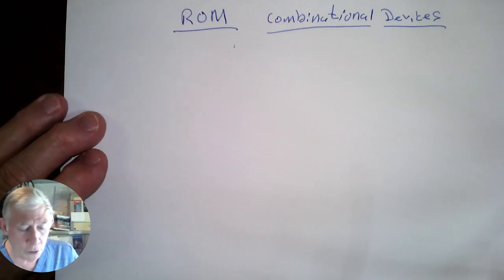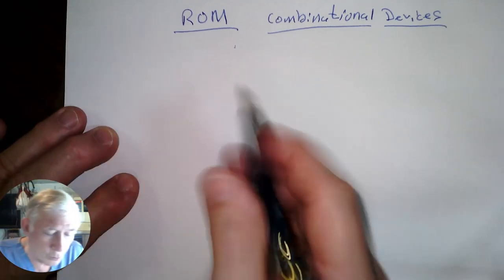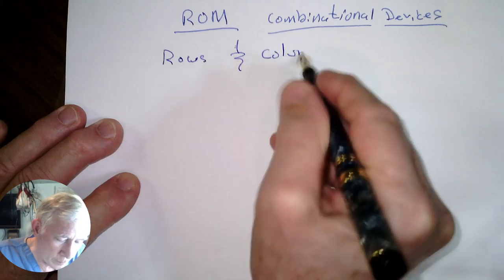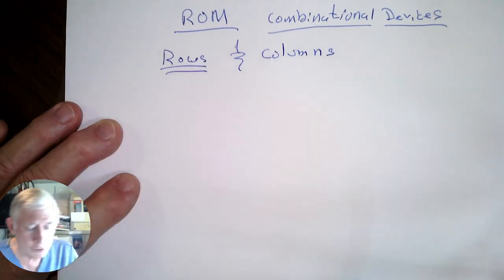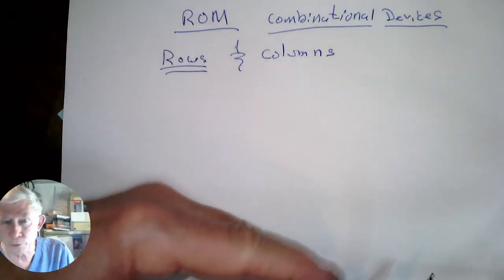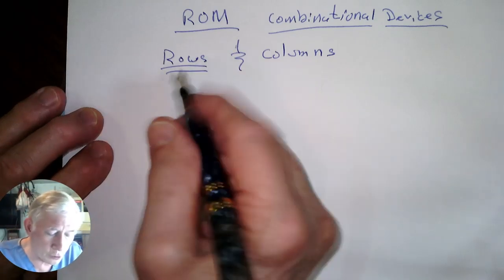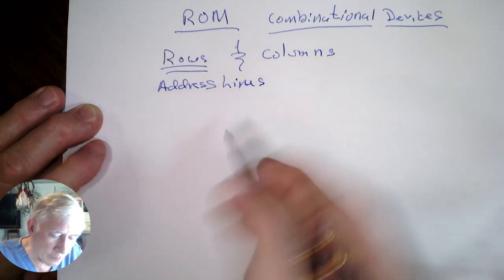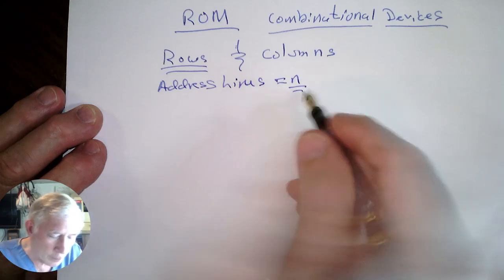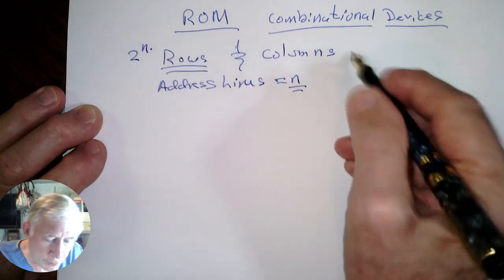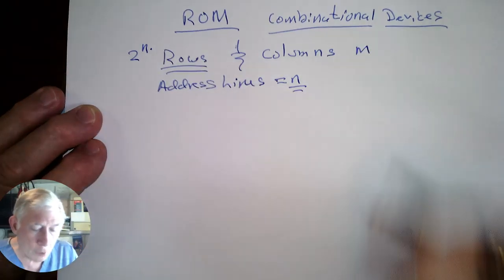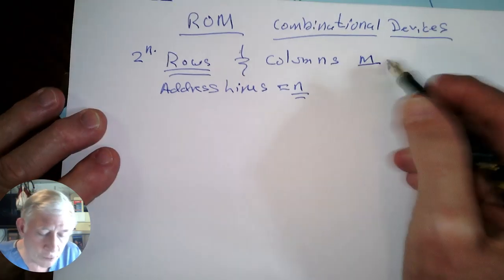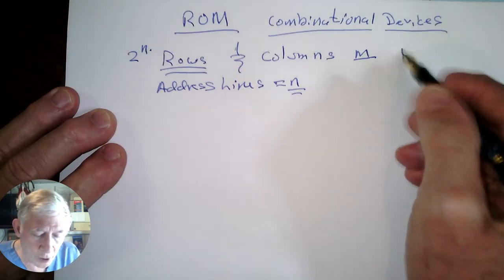All right. So how do we define a ROM? Well, first off, we think of a ROM as rows and columns. The rows tell us we have some number of rows in the ROM, and to address the rows, we have some number of address lines. Normally we have n address lines, so we're going to have 2^n rows. And if we have m columns, then our ROM will consist of 2^n rows of m columns. We think of the number of columns, m, as our word size.